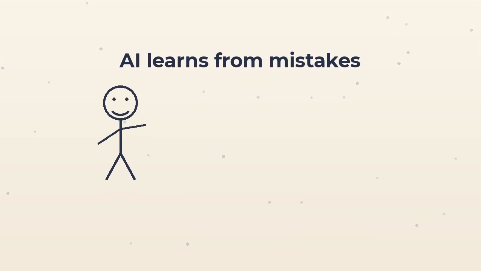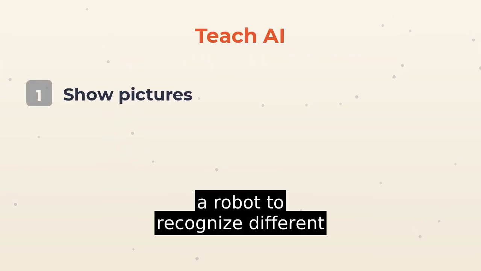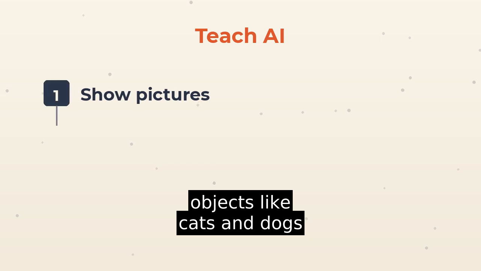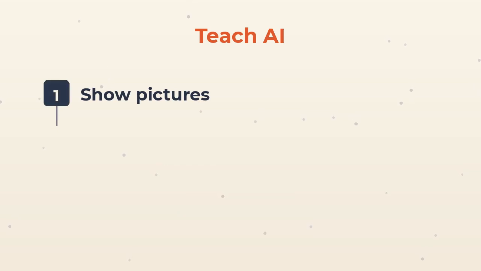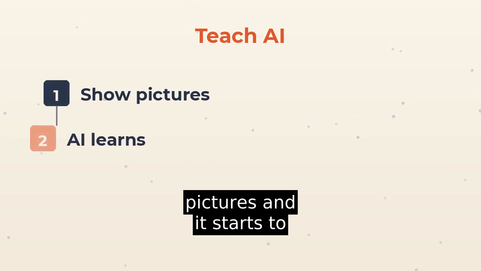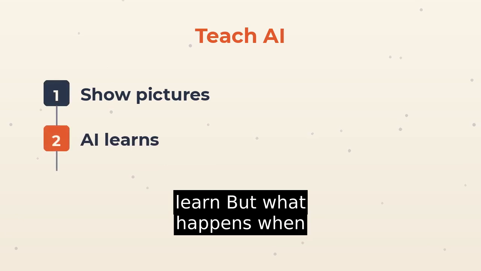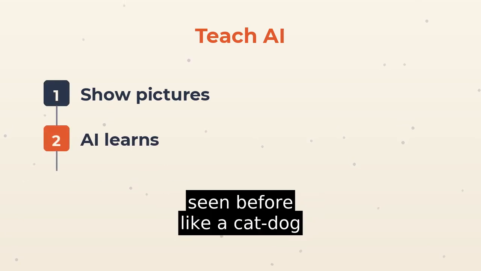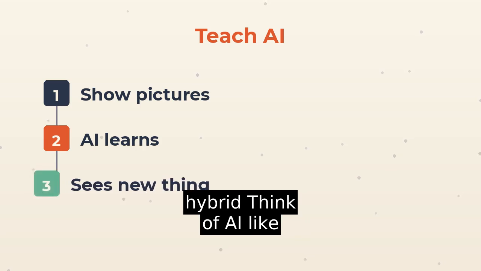Let's find out. Imagine you're trying to teach a robot to recognize different objects, like cats and dogs. You show it lots of pictures, and it starts to learn. But what happens when it sees something it's never seen before, like a cat-dog hybrid?